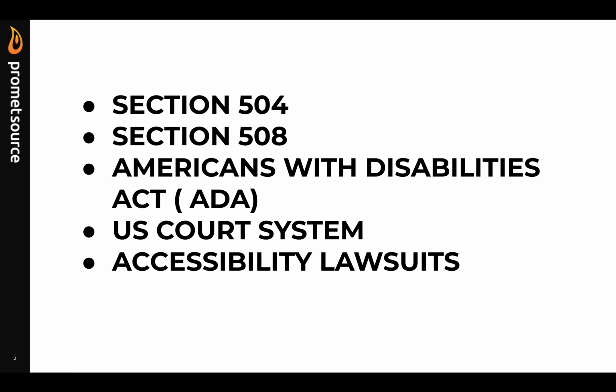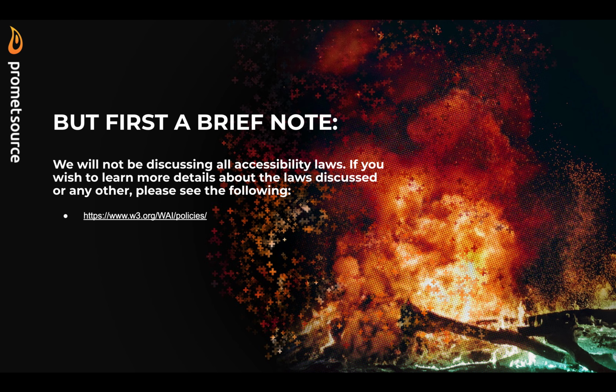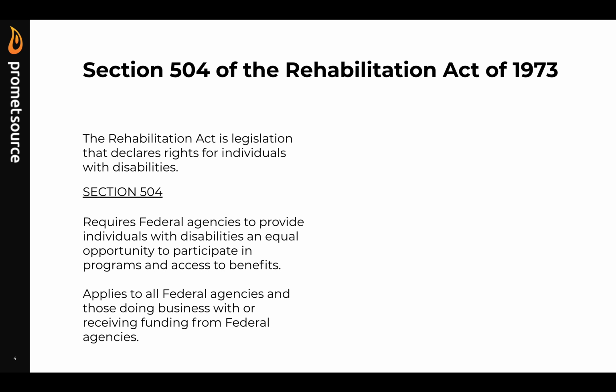But first, a brief note. We will not be discussing all accessibility laws. If you wish to learn more details about the laws discussed or any others, please visit w3.org/WAI/policies. The Rehabilitation Act of 1973 is legislation that declares rights for individuals with disabilities.